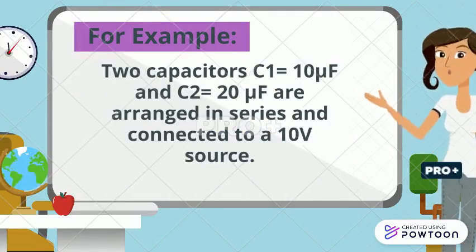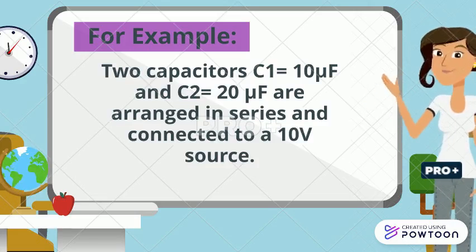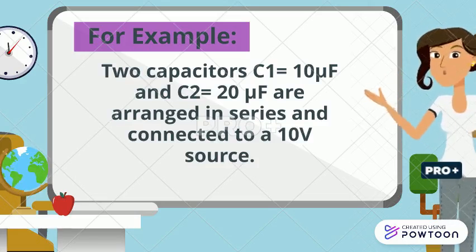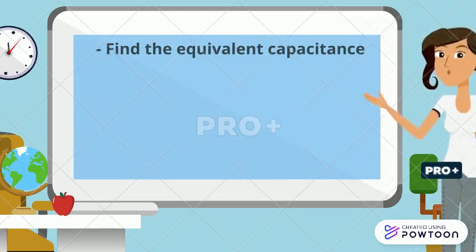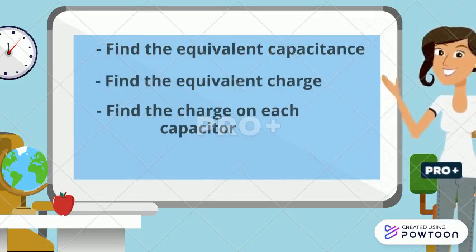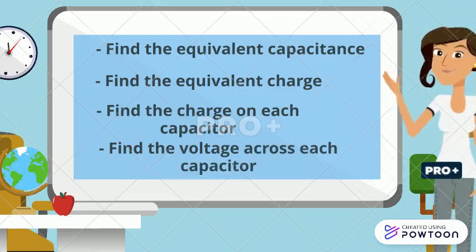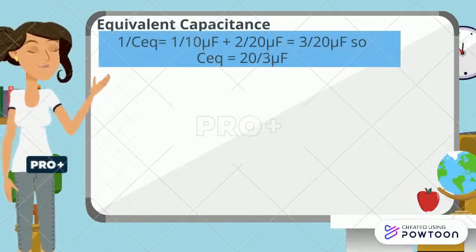For example, two capacitors, capacitor 1 is 10 microfarads and capacitor 2 is 20 microfarads, are arranged in series and connected to a 10-volt source. Find the equivalent capacitance, find the equivalent charge, find the charge of each capacitor, and find the voltage across each capacitor. The equivalent capacitance would be 20 over 3 microfarads.